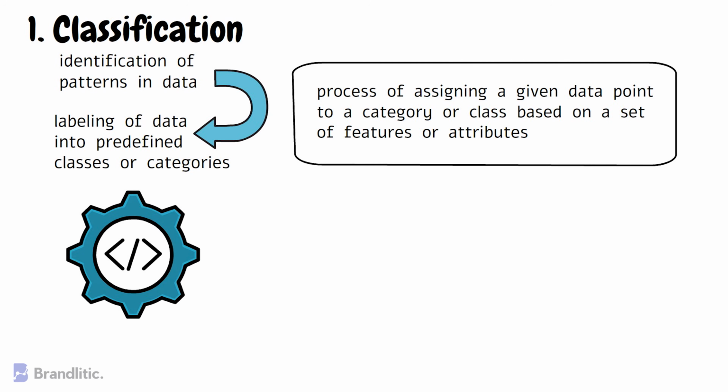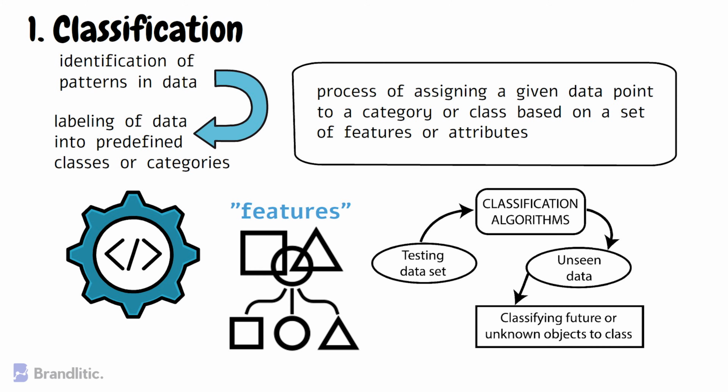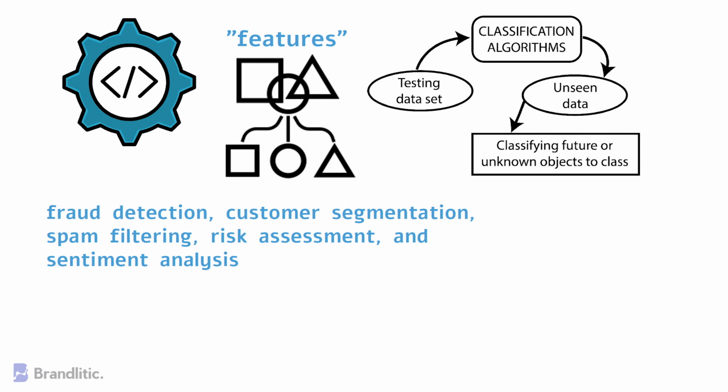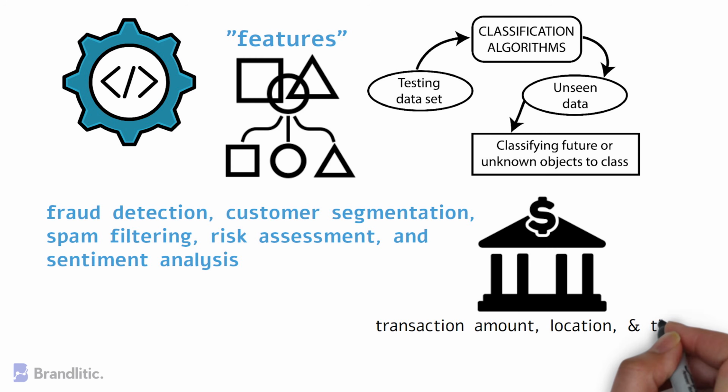Classification algorithms are used to build predictive models that can be used to classify new data based on their features. These algorithms use training data to learn patterns and relationships between features and the classes, and then apply learned patterns to classify new data. This technique is commonly used in fraud detection, customer segmentation, spam filtering, risk assessment, and sentiment analysis. For example, a bank can use classification to identify fraudulent transactions based on a set of predefined attributes such as transaction amount, location, and time.